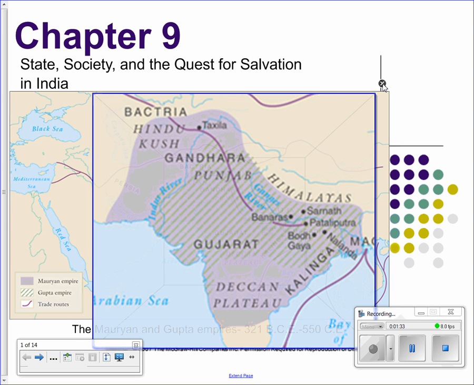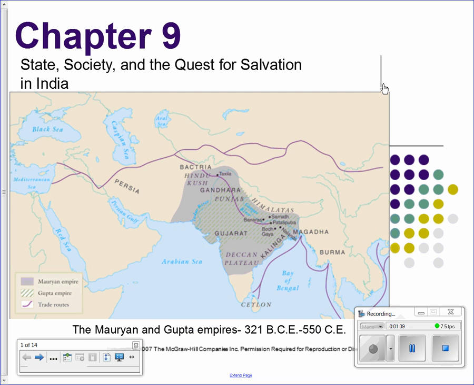We'll talk about religion in a separate PowerPoint. Also, one thing that's neat to note from this map is the trade routes. So we've got the Silk Road here, which we've already looked at a little bit, and then also the Indian Ocean Basin trade routes. And really, there should be some routes on this side as well.